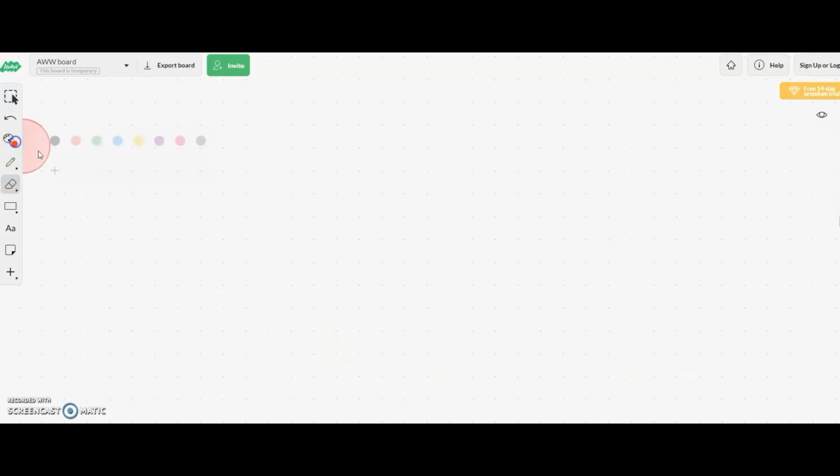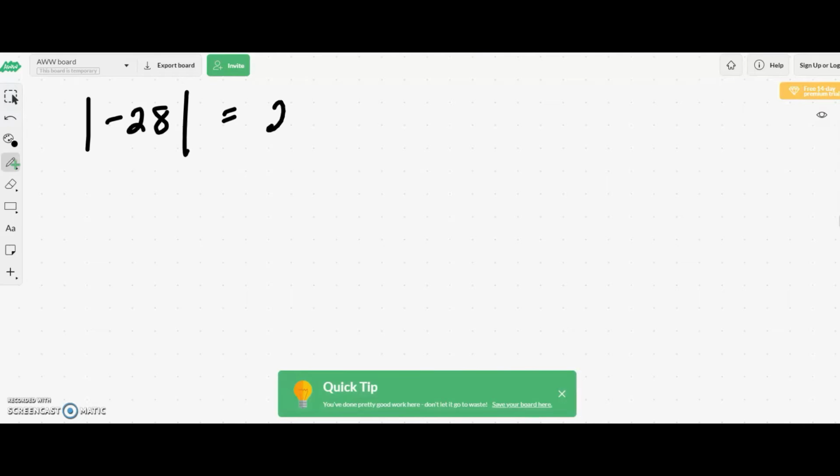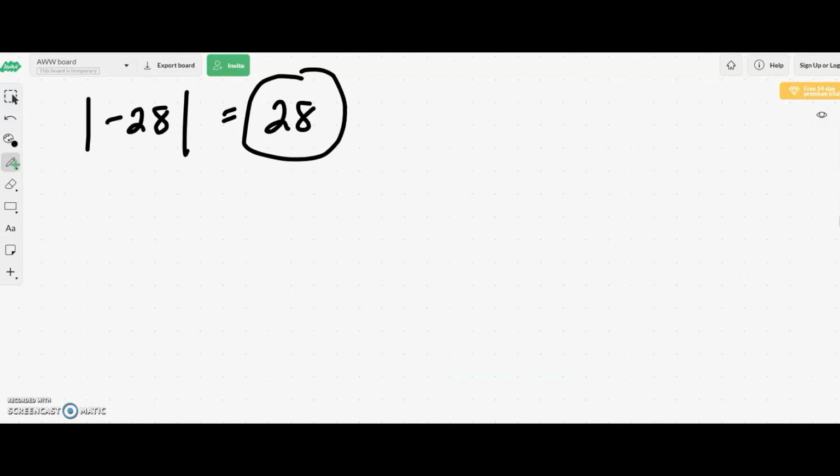Let me see what numbers I have. I took some notes. I have some samples I want to show you. The first one, again, was negative 28. So it's the absolute value of negative 28. When we strip it down, it's just 28, and that's the absolute value. It's going to work with any number I give you. You strip away the signs.